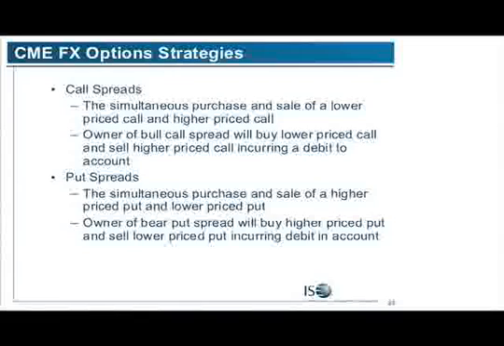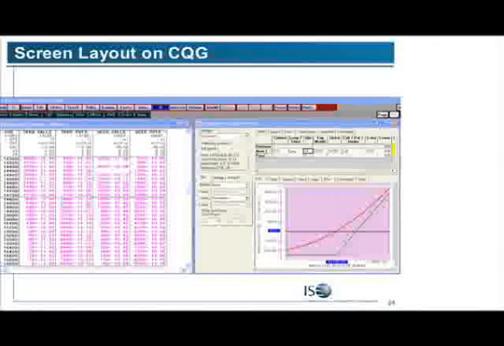Put spreads, again, we're talking about the simultaneous purchase and sale of a higher price put and a lower price put. The owner of a bear put spread will buy the higher price put and then sell the lower price put to incur a debit. And again, this is just another strategy for neutralizing your Greeks and taking out the vega component in terms of the underlying volatility. So if you really want to focus on just market direction, and not be worried about what we call a vol cost, where the VIX goes from 30 to 25, this is going to go a long way to making that happen.